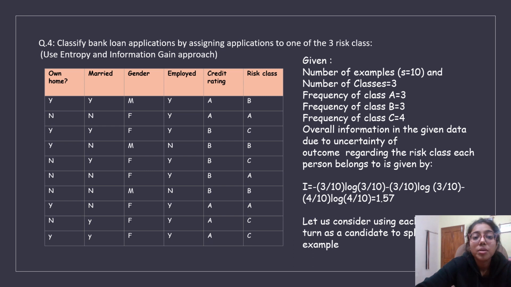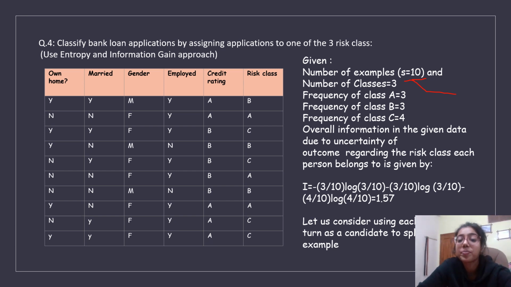So we have number of examples as S. We can see S is equal to 10. We have 10 rows. Number of classes is 3. We can see A, B, and C. So frequency of class A is 3, frequency of class B is 3, and C, as we can count here, there are 4 C's.